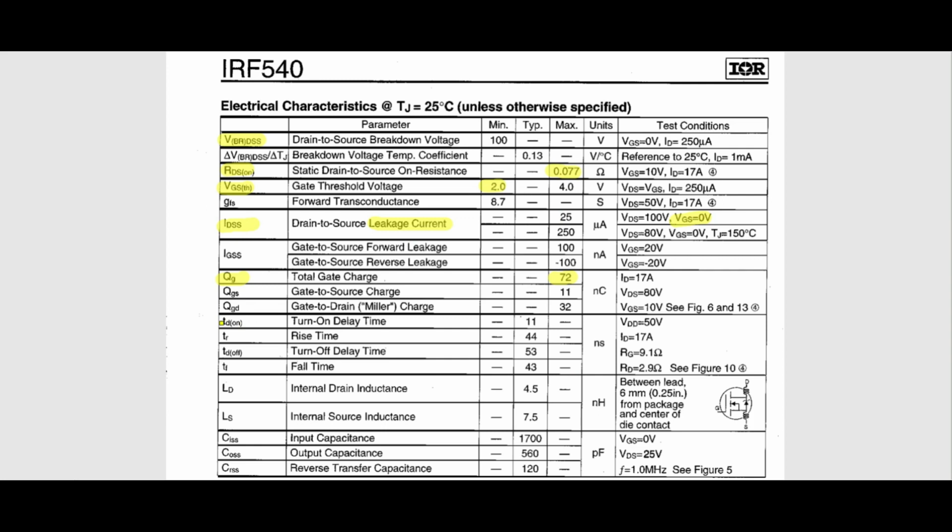And here are the dynamic characteristics. TD(on), turn on delay time, 11 nanoseconds. TR, the rise time, which is 44 nanoseconds. TD(off), turn off delay time. There is a turn on delay time and a turn off delay time. Distinguish that during the turn off condition, turn off delay time comes into the picture, which is 53 nanoseconds, and the fall time, which is 43 nanoseconds.